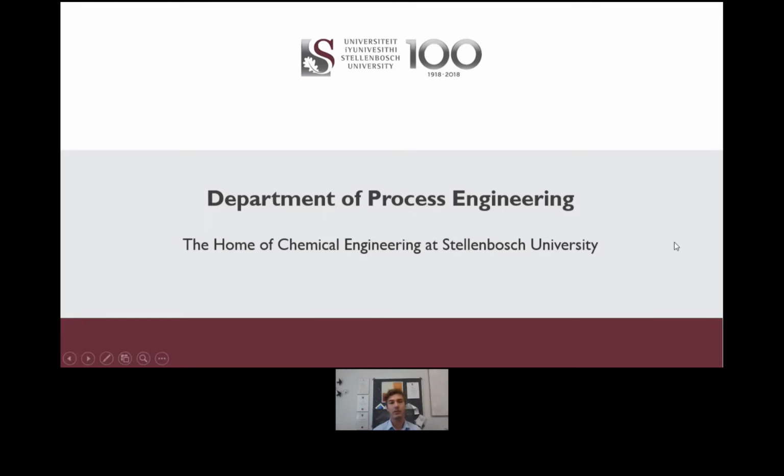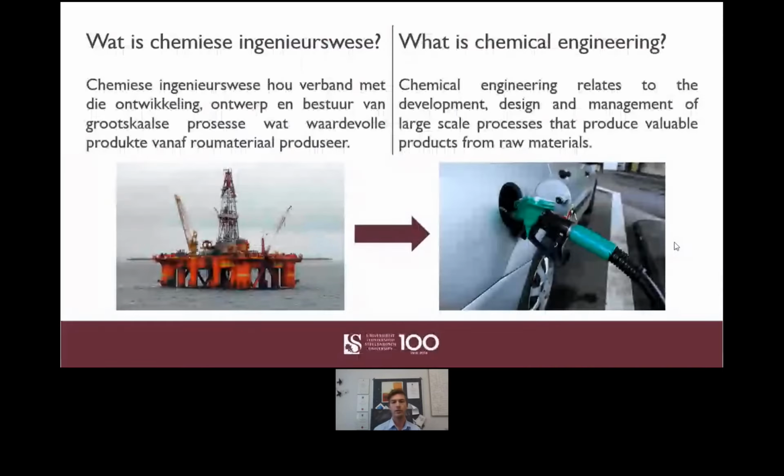The Department of Process Engineering at Stellenbosch University is the home of the degrees in chemical engineering that Stellenbosch University offers. So we offer both undergraduate and postgraduate degrees in chemical engineering. So a question we often get asked is, what is chemical engineering? Well, chemical engineering relates to the development or the conversion of raw materials or low-value materials into high-value products.